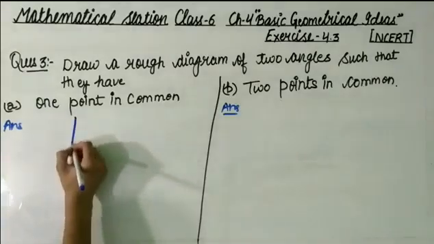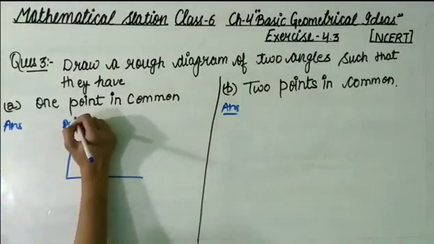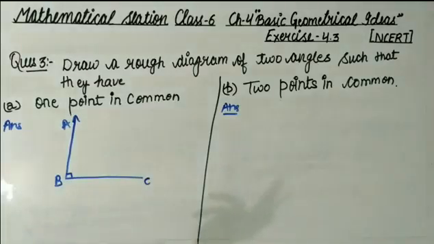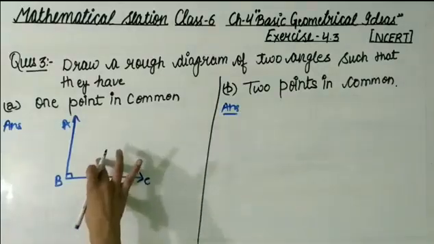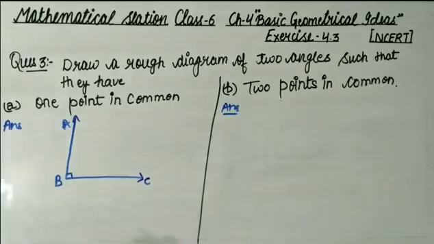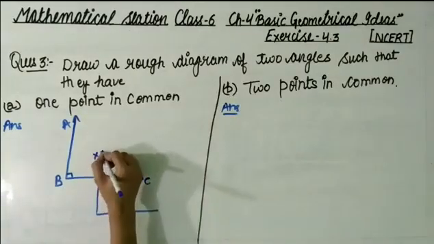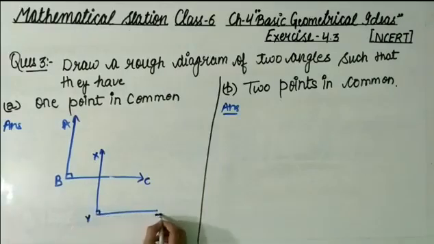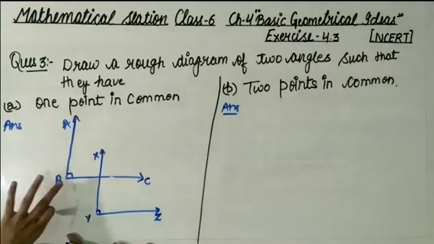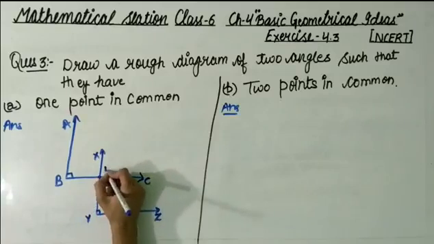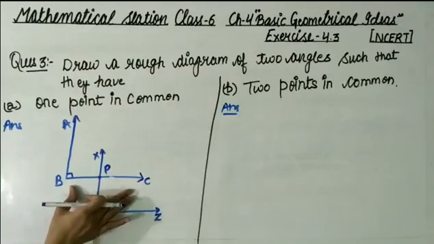First, we will draw one angle and its name is ABC. Now for another angle, we will draw it in a way that it will intersect this line BC. And the name of the angle is XYZ. Okay. Now this is our angle XYZ. Here we have two angles, one is at B and another is at Y. Now point P is common here.